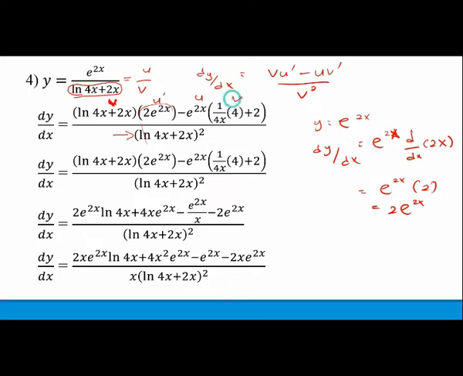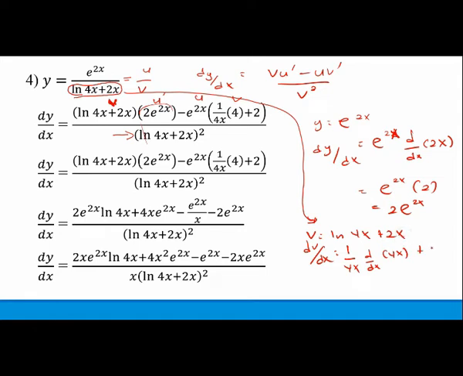to 2x. This is v, which is, you know that your v equal to ln 4x plus 2x. dv per dx equal to ln 4x is 1 over 4x differentiate 4x, which is 4, plus 2. 4 can be eliminated, it becomes 1 over x plus 2.